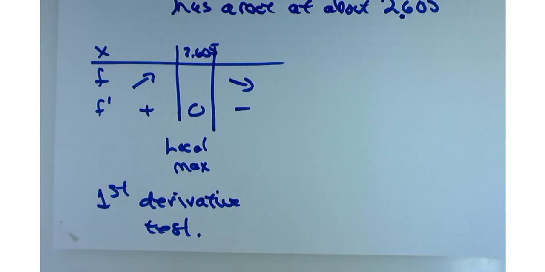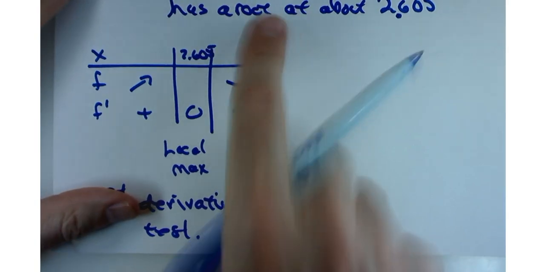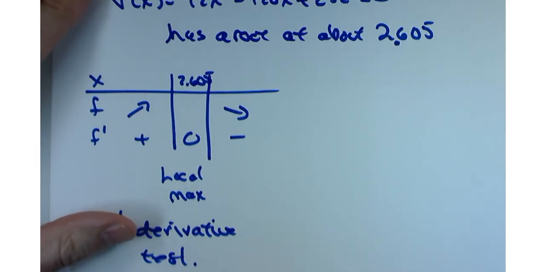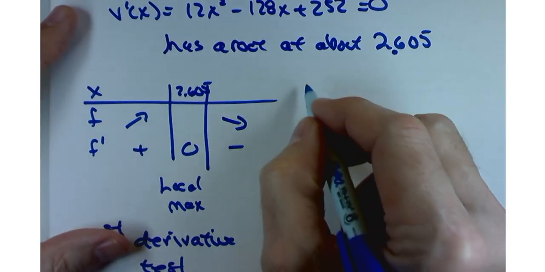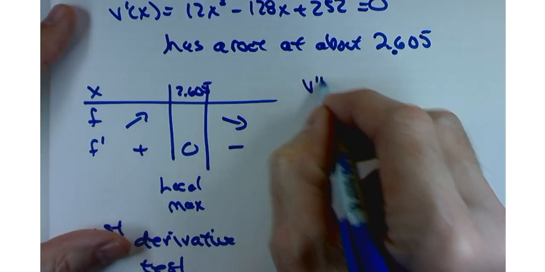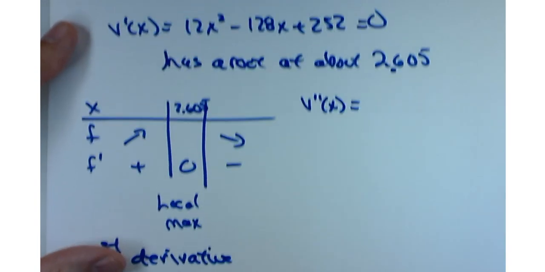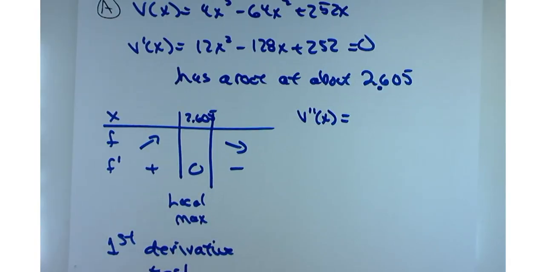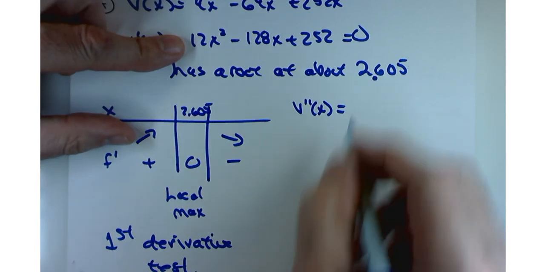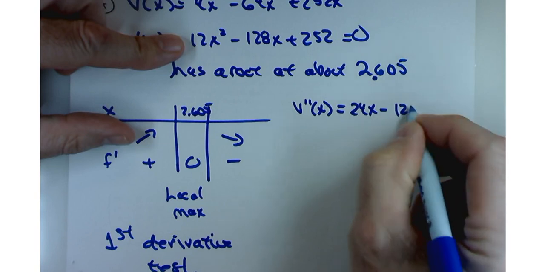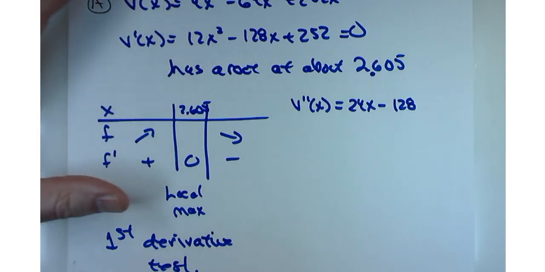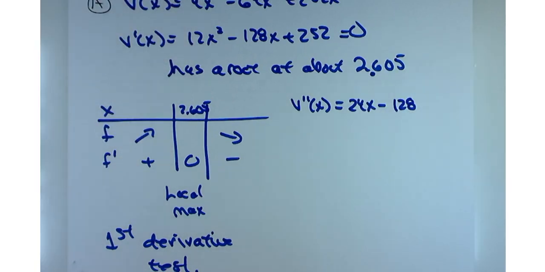Another way to approach this, in terms of double checking that this is actually a maximum, would be to figure out the second derivative. So let's find the second derivative, v double prime of x. What's the second derivative going to be there? 24x minus 128.